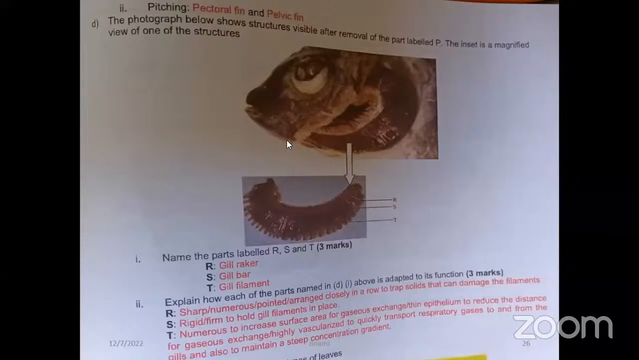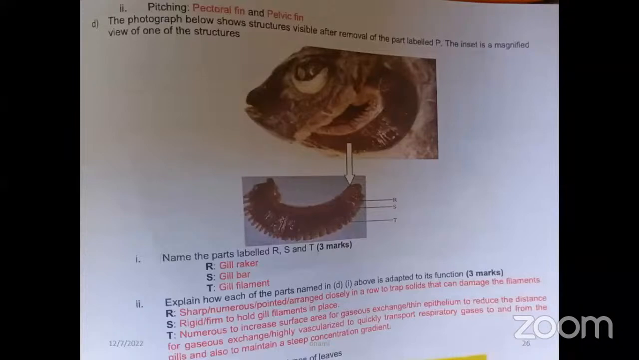I want to ask if the anal fin is also referred to as the ventral fin. Is the anal fin also referred to as the ventral fin? Somebody to answer from the class. Yes. Okay. Are we okay now? Yes, because we have learned those before. So R, S, and T in that order: gill raker, gill bar, and the gill filaments.